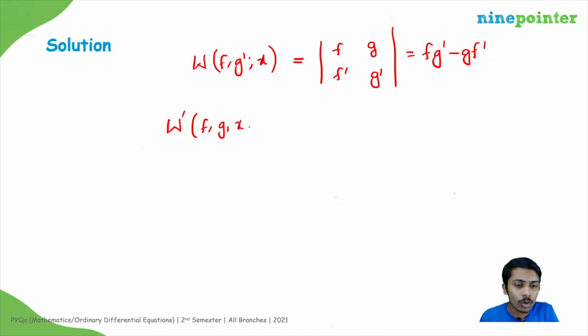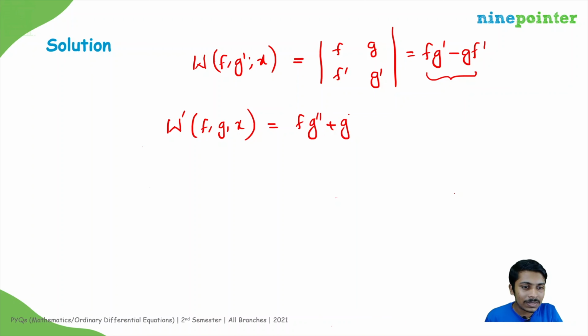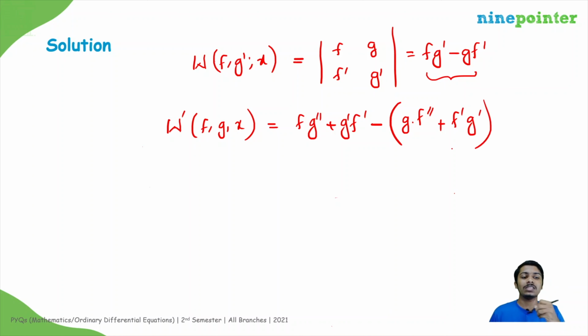The derivative of the Wronskian of f, g at the point x will be equal to the derivative of this. What will that be? f into the derivative of g prime, that is g double prime, plus the second function g prime into the derivative of the first, that is f prime. And I will put a minus symbol. And what is the derivative of g f prime? So g into the derivative of f prime, that is f double prime, plus the second function f prime into the first function's derivative, that is g prime. You can see that the terms f prime, g prime are common on both sides, so we will have f g double prime minus g f double prime.